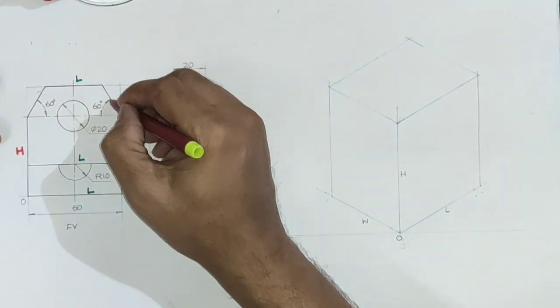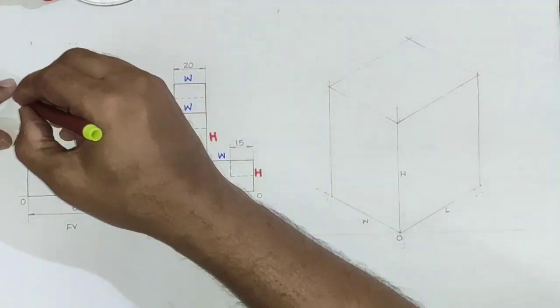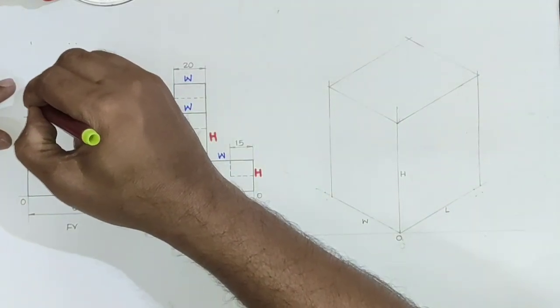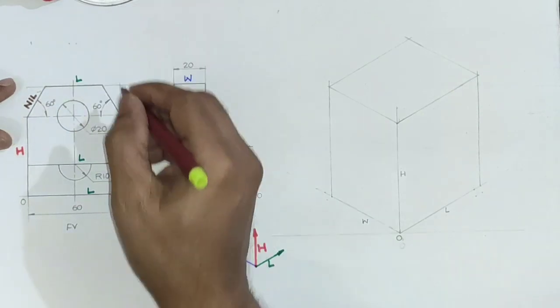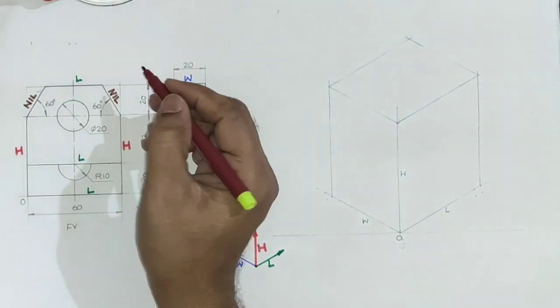And these two lines are not parallel to length, width or height. Therefore, let us call these lines NIL, that is non-isometric lines.